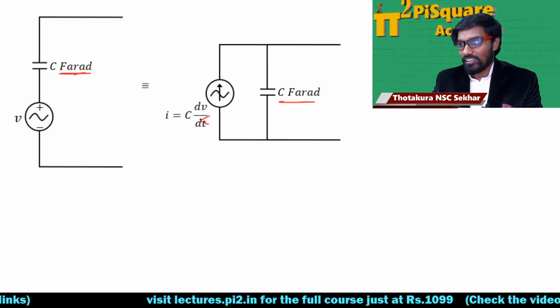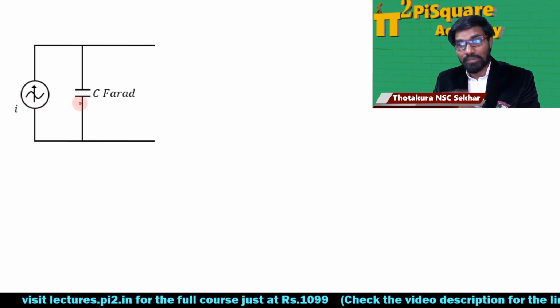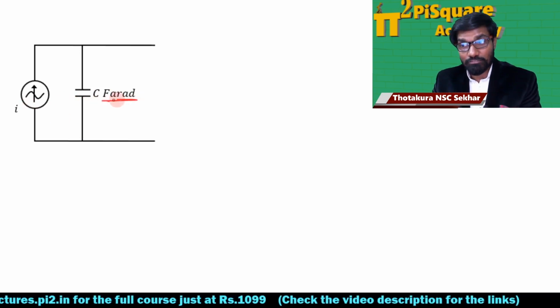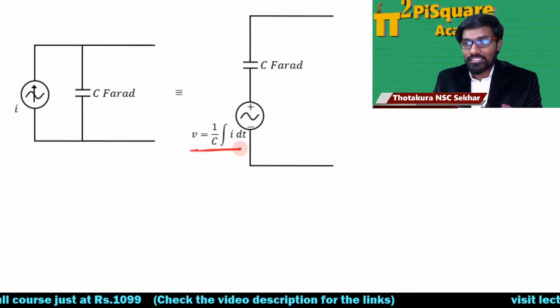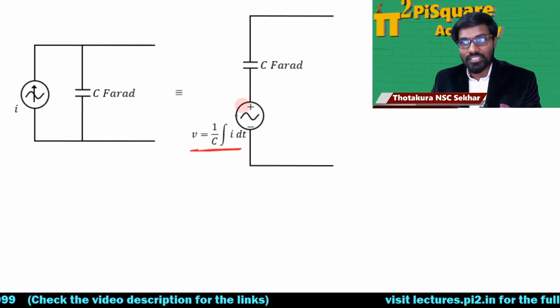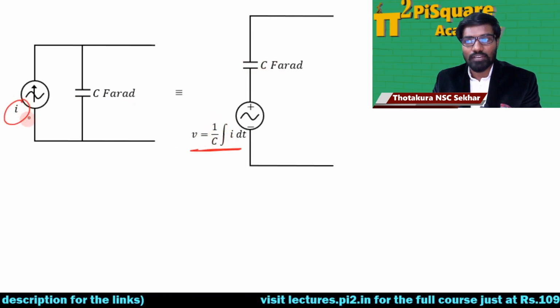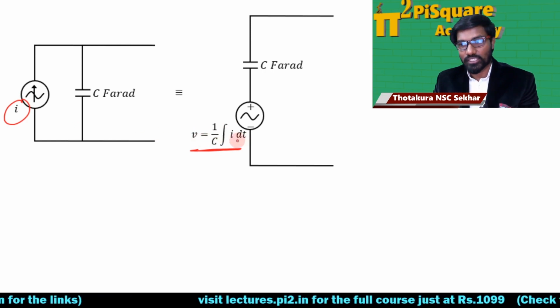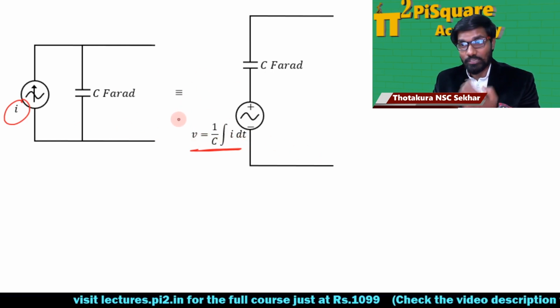Now, a current source is there, and in parallel with it we have a capacitor in farad. In that case, we can transform this into a voltage source and a capacitor in series, and the voltage source value will be 1/C ∫I dt, using whatever the value of I is. So that's it. These are, I think, the advanced ones.